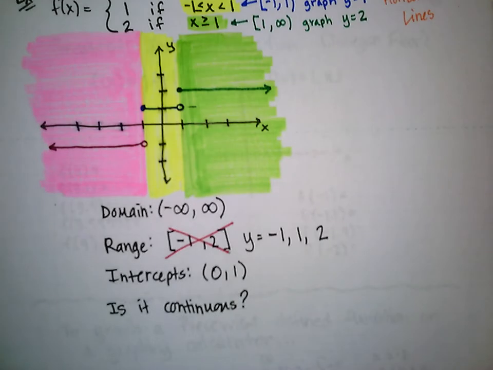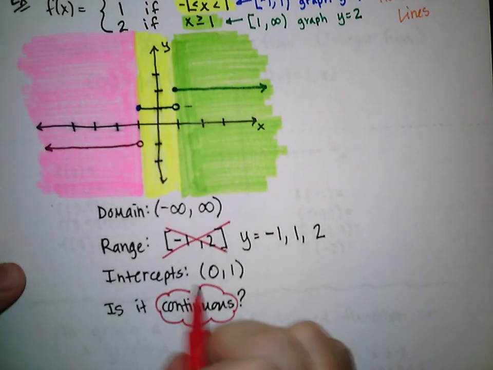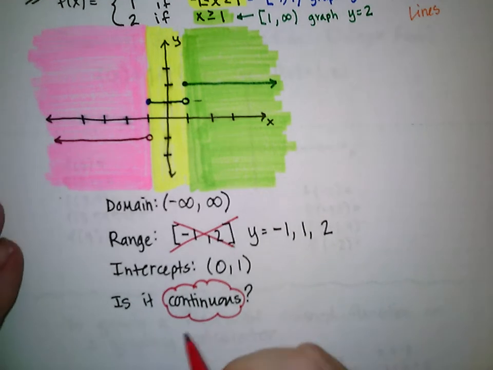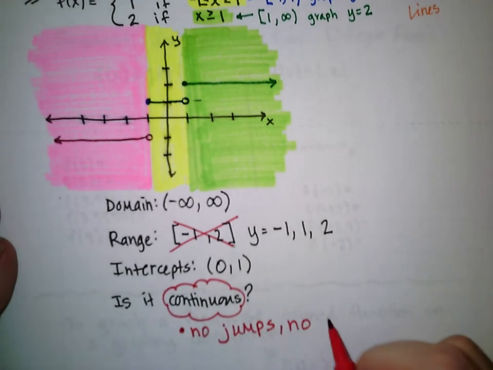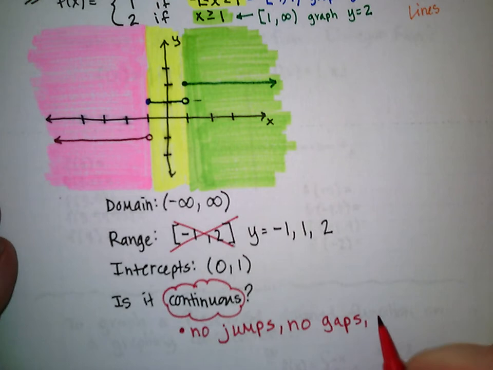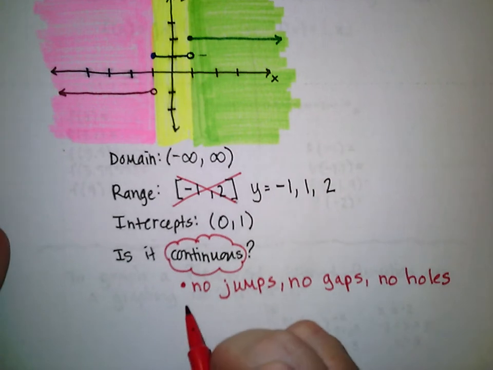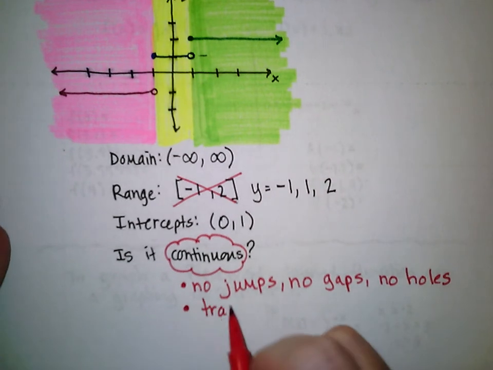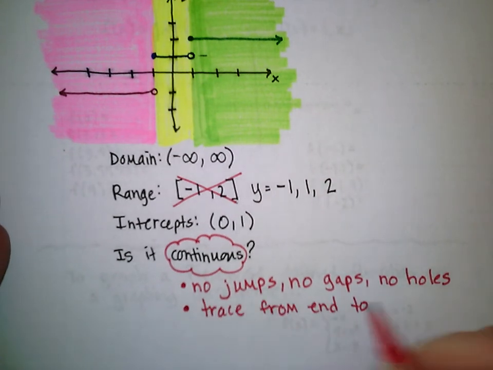They're asking me a new question. Is it continuous? So let's talk about what we mean by continuous. A continuous function has no jumps, no gaps, no holes. This is not a technical definition. There is a much more mathematical definition for continuous, but this will work for our purpose. I've also heard people say that you can trace it from end to end without lifting your pencil.